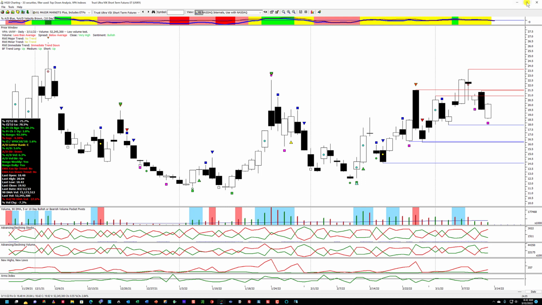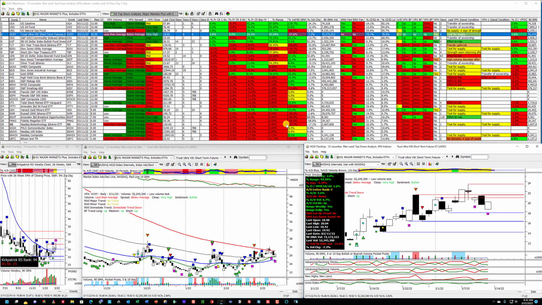It's been bouncing all over the place as a reflection of what the market's been doing. Now, I'm not going to go through all these. This is a scorecard. I call it my scorecard view because it just gives me a quick read on what's happening in the market now.